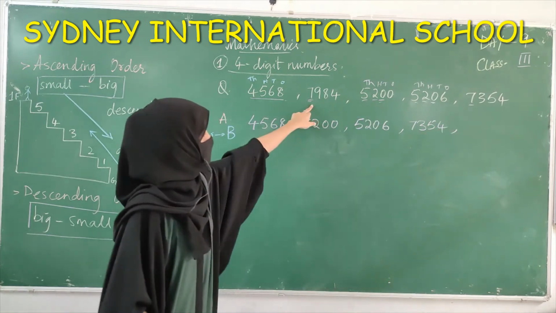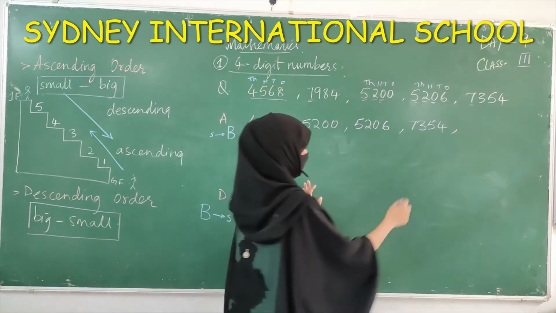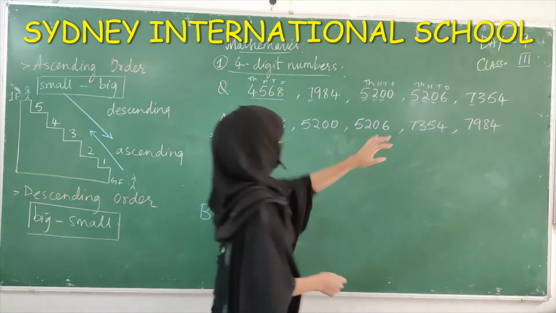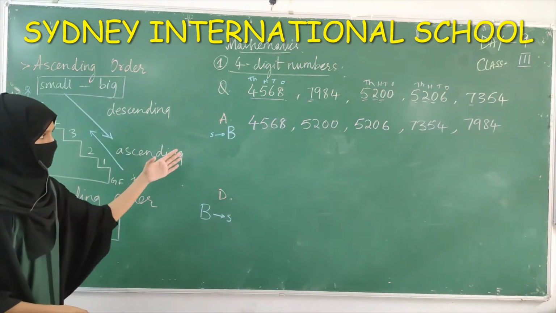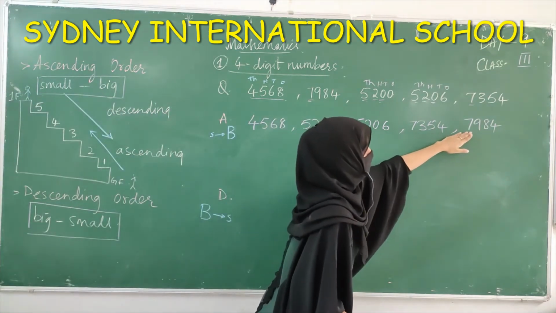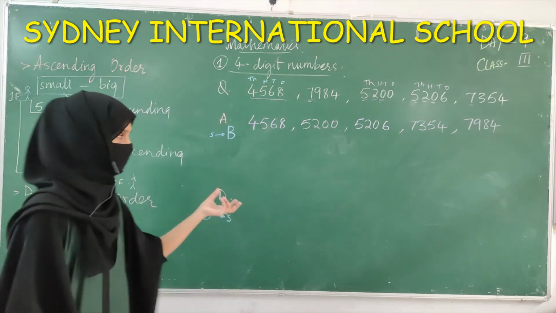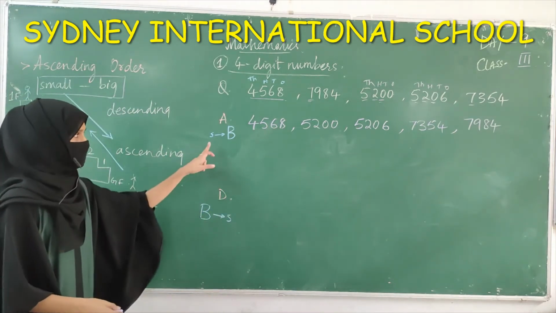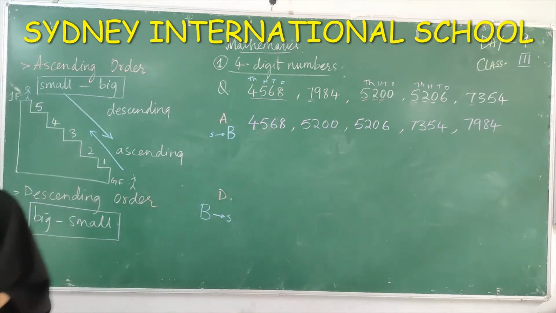Next, 9 is big. It is the last number that is left. This is the biggest number. Now in this group, the smallest number is 4568. In increasing order, the biggest is 7984. Like this, we are arranging in ascending order, smallest to biggest. This is ascending order.